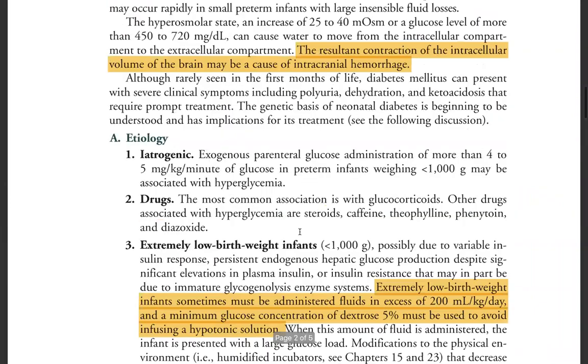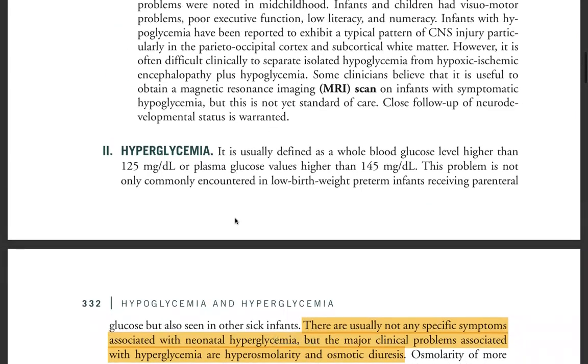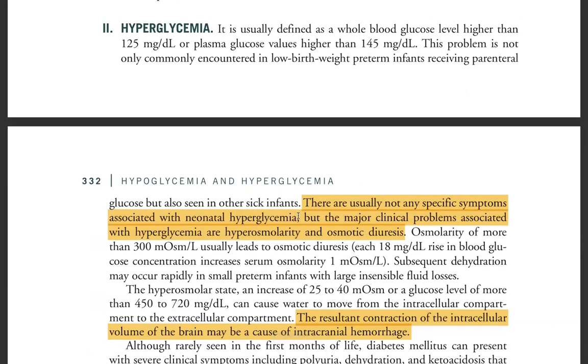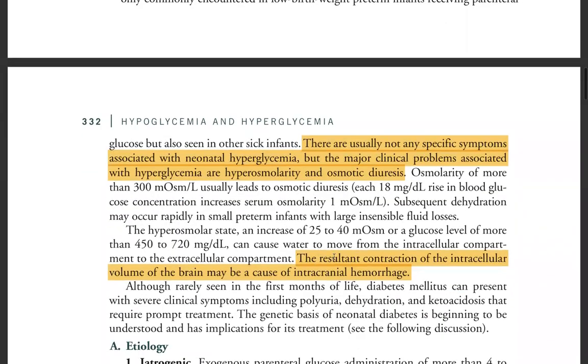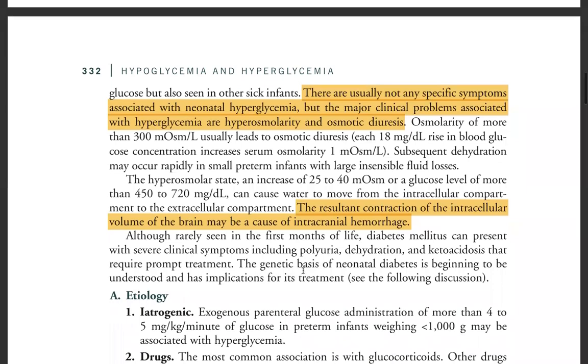So what are the etiologies of hyperglycemia? First and foremost is the definition of hyperglycemia and what the symptoms are. There are no specific symptoms. And why should we treat hyperglycemia? We should write the reason: contraction of interstitial volume in the brain. The brain is especially important because it can cause intracranial hemorrhage. Then, rarely, you have to think of diabetes also.